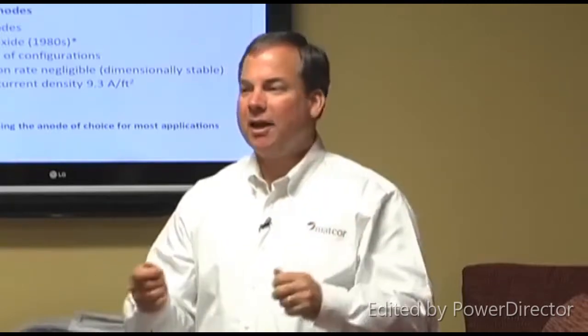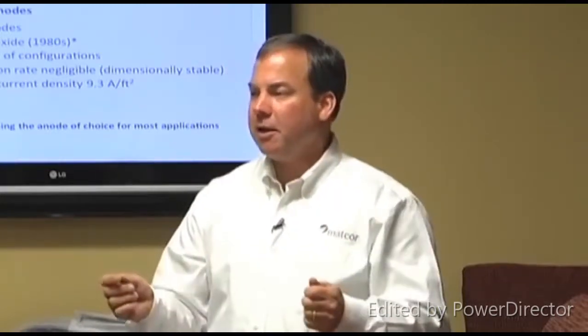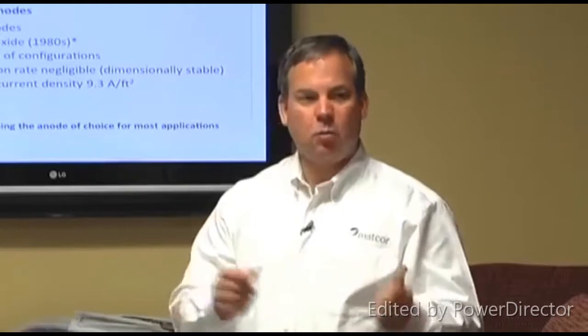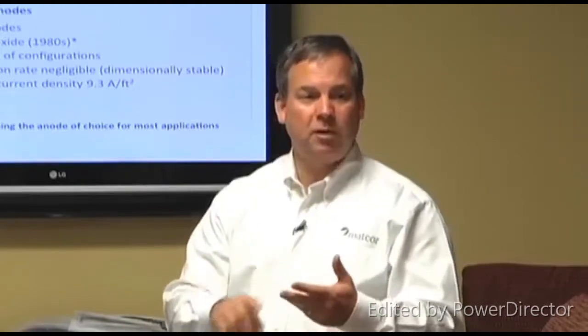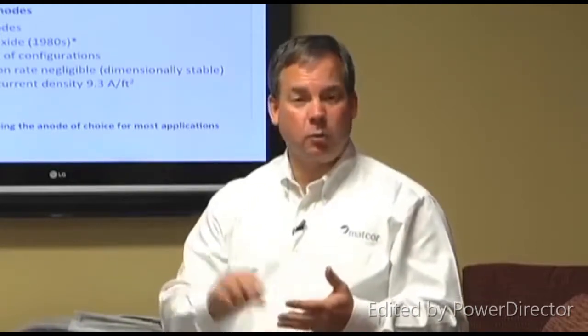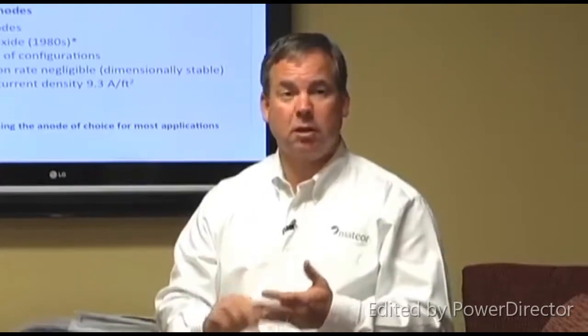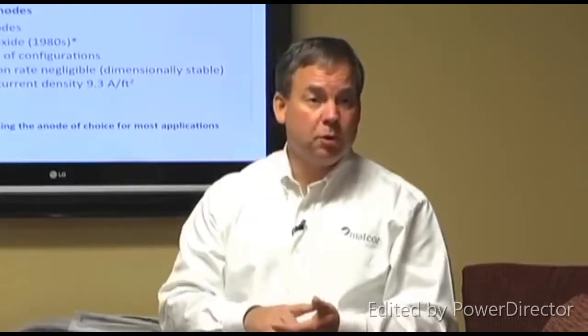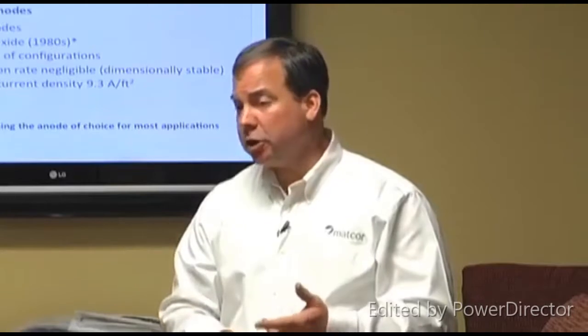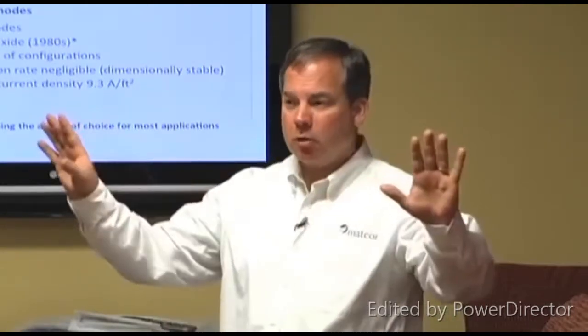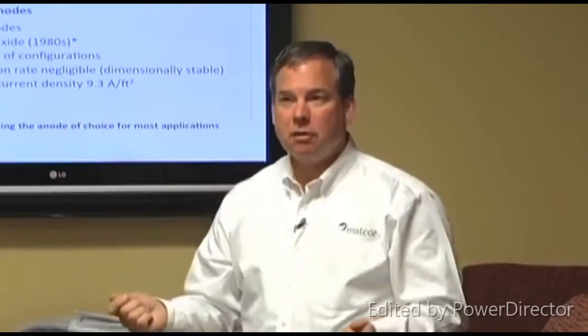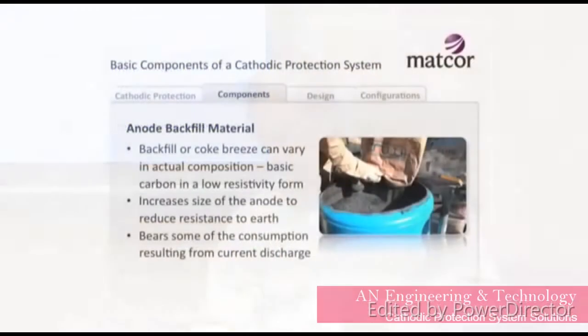We can coat mixed metal oxide on a wide range of structures: spheres, ribbons, wires. We do a lot of wire anode. We're using very thin wire coated with mixed metal oxide, rods, tubes, plates, mesh, chicken wire mesh, for example, that you can put on concrete. So there's a wide range of configurations that you can use mixed metal oxide in.